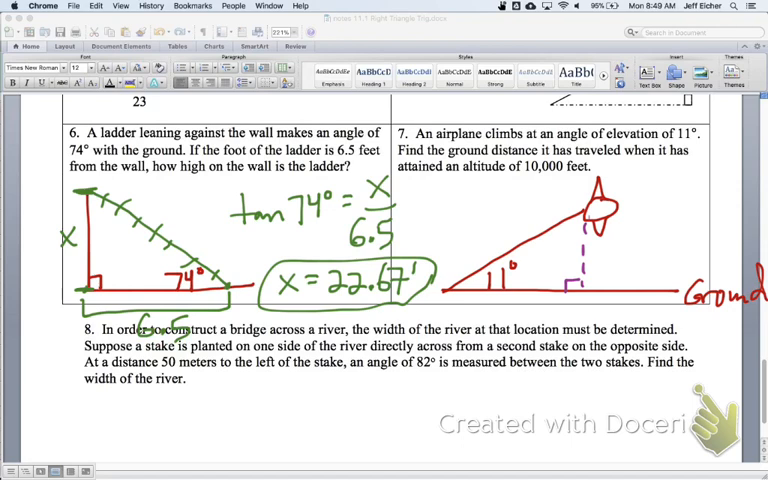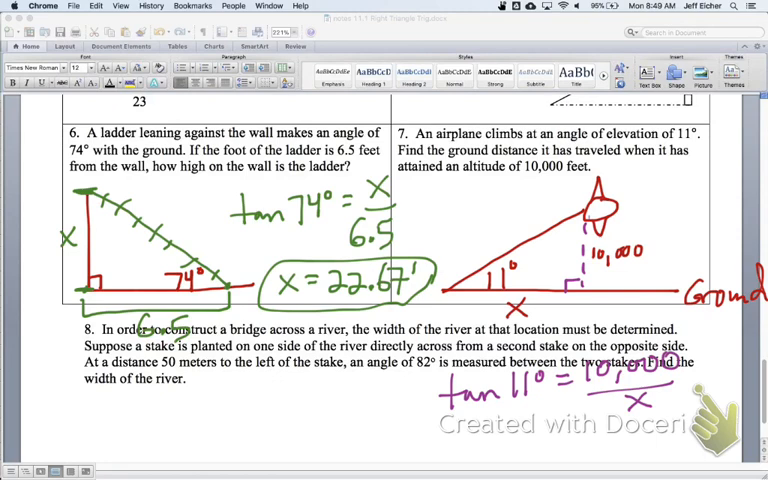That's what I have so far. Ground, airplane flying, that is an airplane. 11 degrees, just have to figure out where to label the variable x and where 10,000 feet goes. There we go. 10,000 vertical feet. The ground distance is what we're looking for, so that would be along the ground. See if you could figure out what trig ratio to use. Pause this video.